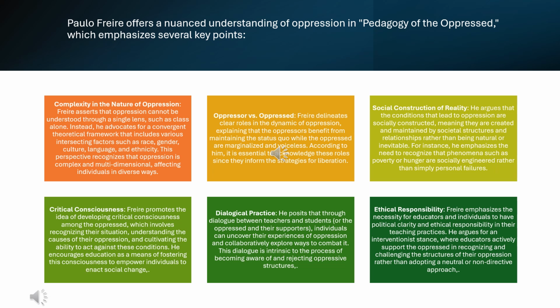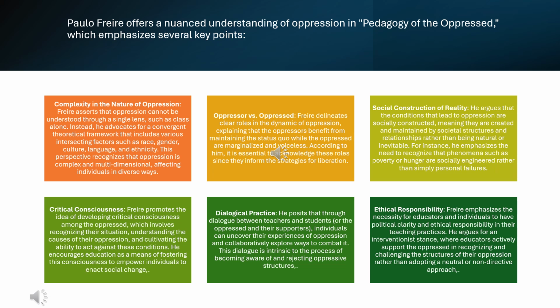Another key point is the social construction of reality, and he argues that the conditions that lead to oppression are socially constructed, meaning that they're created and maintained by societal structures and relationships rather than being natural or inevitable. It's not just natural to feel oppressed. Someone is oppressing you. That's why you might feel oppressed. So that is explained here.